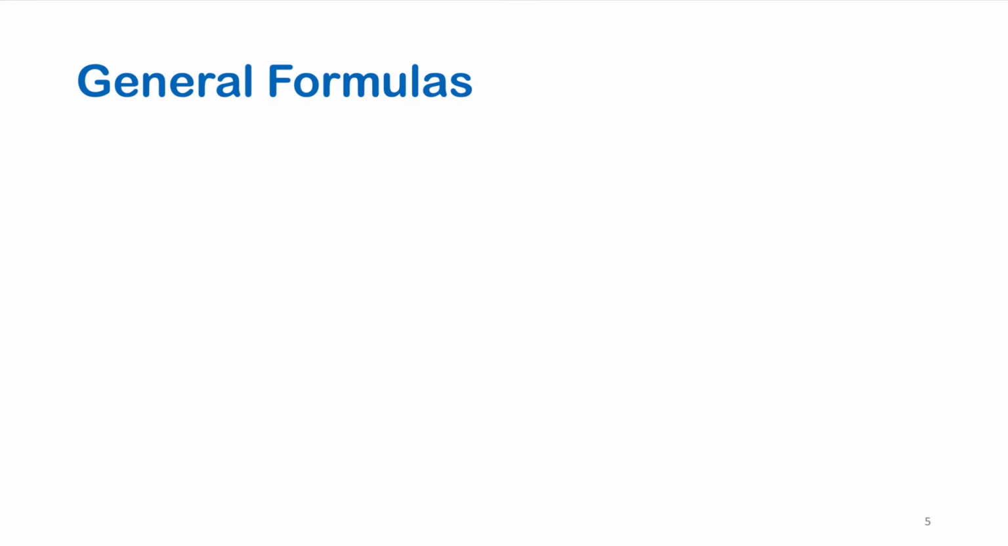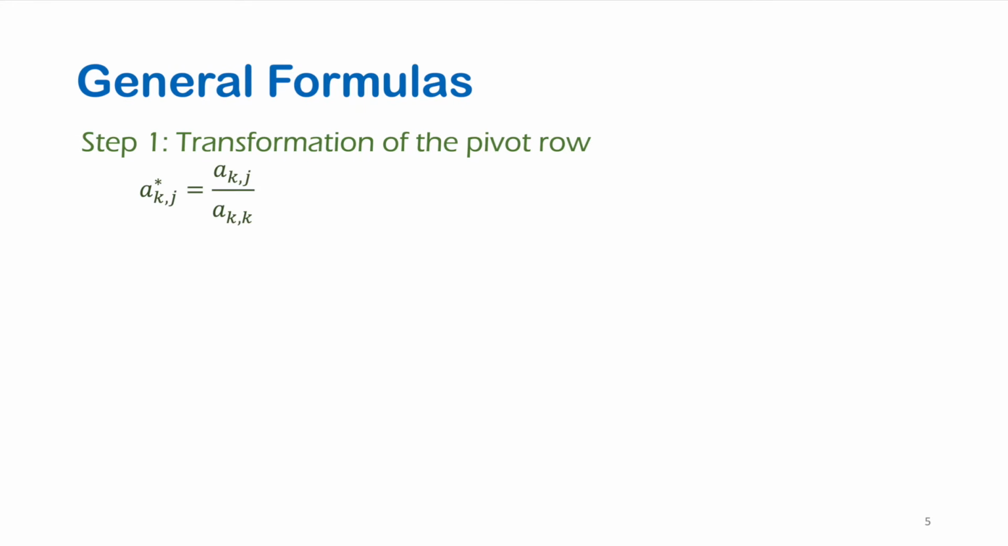Now, let's write the equations of each transformation as general formulas by using symbolic subscripts. So the equations of step 1, where we divide the entire pivot row by the pivot element, are written as follows. The new value for the elements in the pivot row, where k refers to the pivot row and j to the columns, is found by dividing all elements of the coefficients matrix by akk, which is the pivot element.